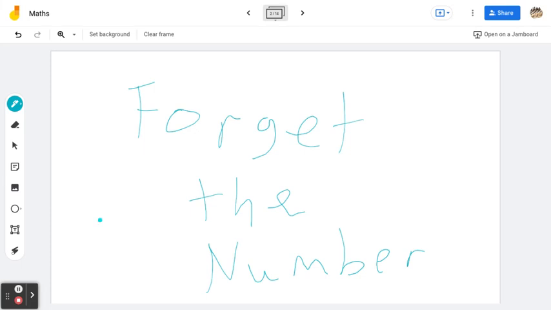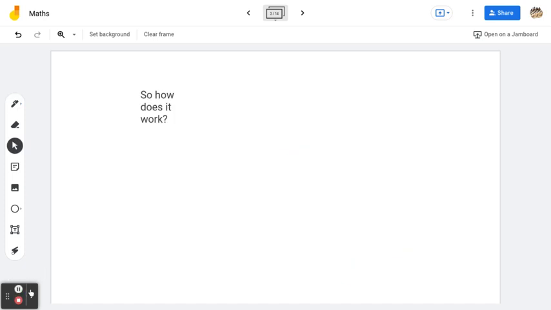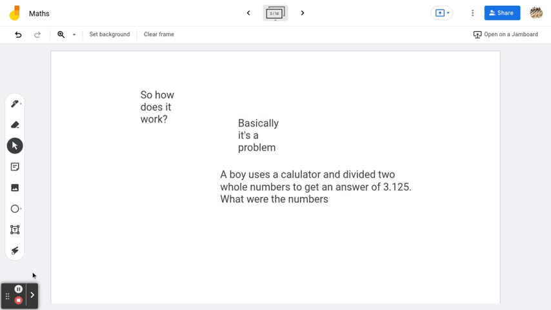Everyone, and today we're going to be doing a mathematical activity called forgetting the number. So, how does it work? Basically, it's a problem. A boy uses a calculator and divides two whole numbers to get an answer of 3.125. What were the numbers? He needs to recollect his memory. Plus, this challenge is the sequel of the chocolate challenge, so you know it's something hard.